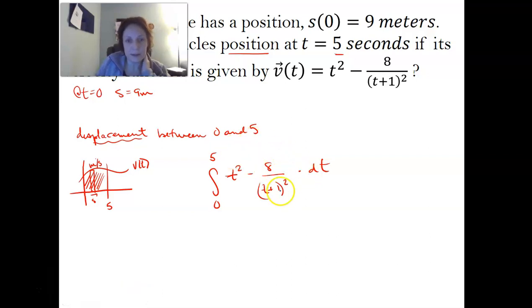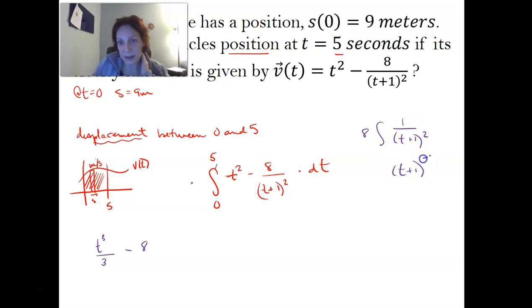Okay. All right, so let's do an integral here, right? So I need the integral of t squared, which is just t cubed over 3, minus 8, and I have the integral of (t + 1) to the negative 2. There's my u. My du is just 1 dt, so no big deal. I just have to do (t + 1) to the negative 1 over negative 1. So that becomes plus, and then 1 over (t + 1), right? Because the integral of this is (t + 1) to the negative 1 over negative 1, and that simplifies to negative 1 over (t + 1).